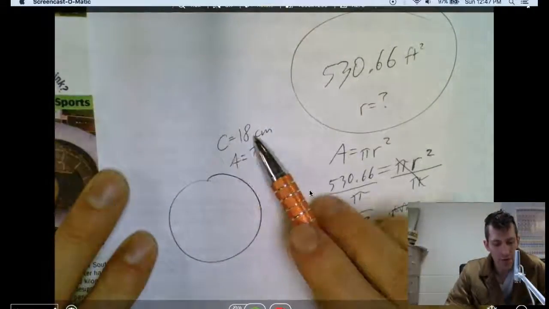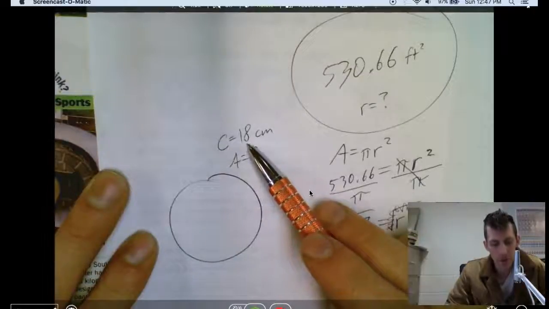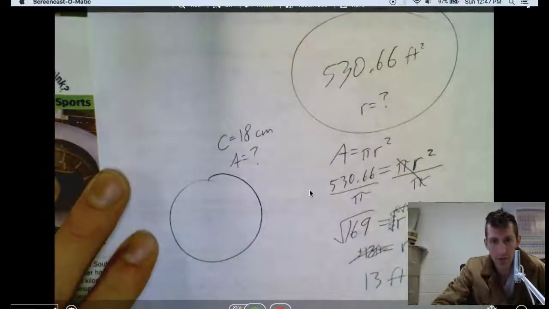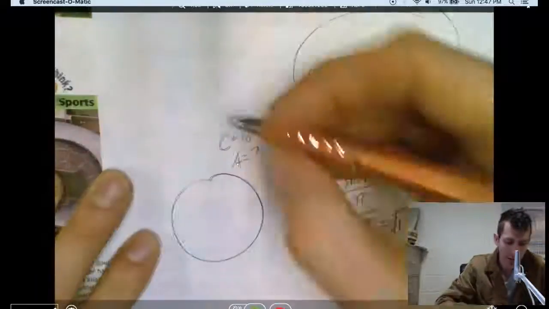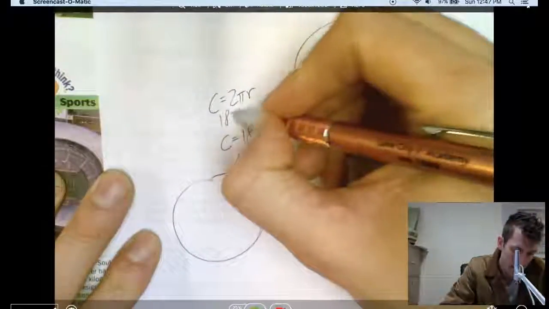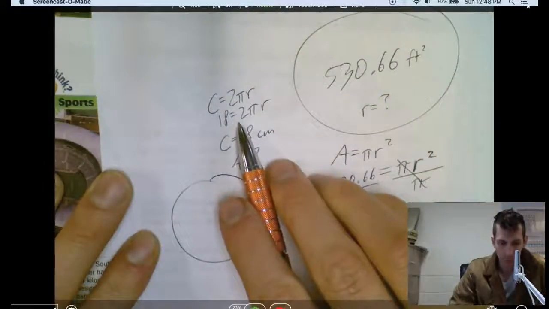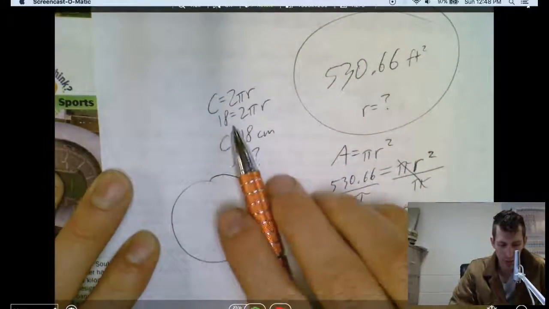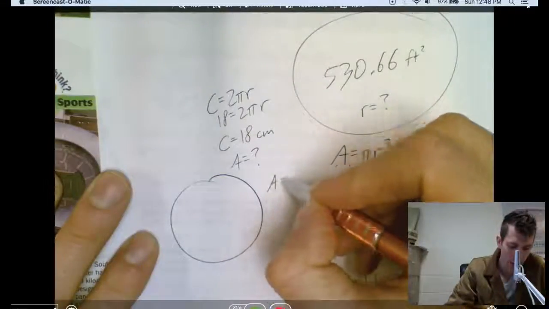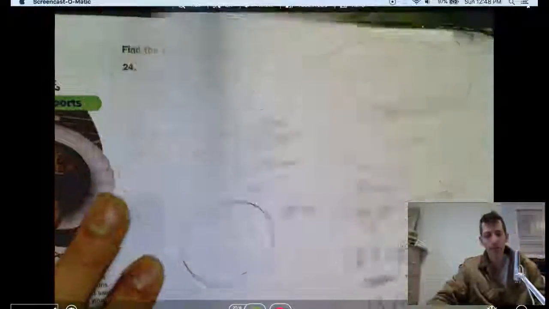If they give you the circumference and they ask you for the area, they gave you the circumference so that you could figure out the radius. And why do you need to figure out the radius? So you can figure out the area. So circumference, remember, is 2 pi r. So 18 equals 2 pi r. Divide both sides by 2, then divide both sides by pi, and then you'll get your radius. Then you can plug that radius into pi r squared and find the area, right?